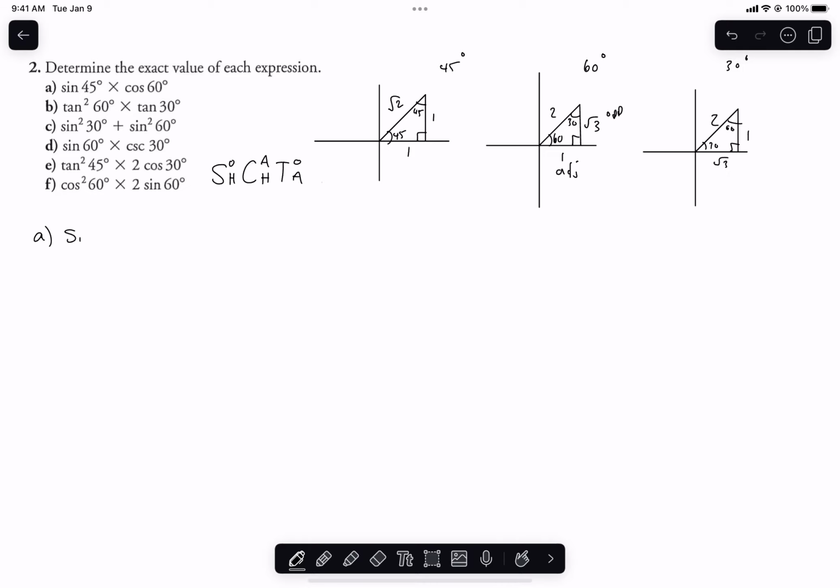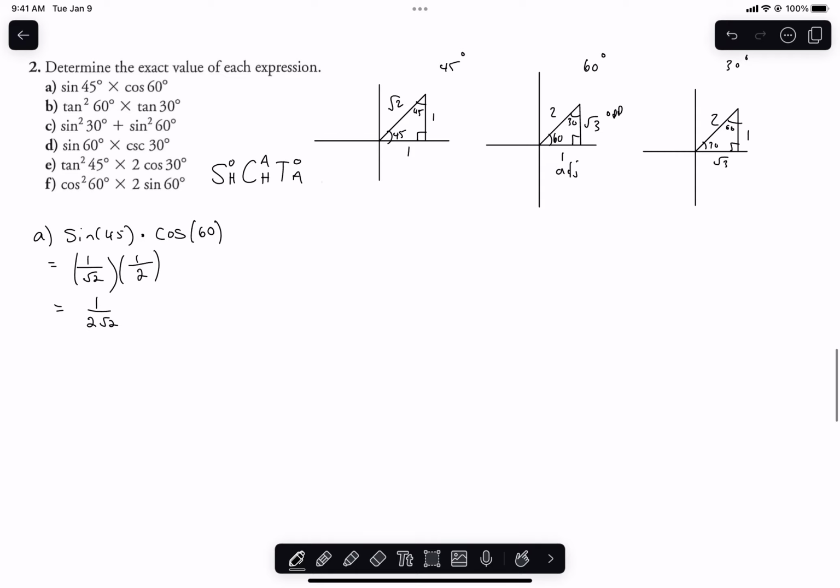question A is asking us for the sine of 45 multiplied by, I guess we could separate them with a dot, the cosine of 60. All I'm doing is referencing these triangles again. So the sine of 45 is opposite over hypotenuse, so that's going to equal 1 over root 2 multiplied by the cosine of 60, which is 1 over 2. And so I'm going to get 1 over 2 root 2.